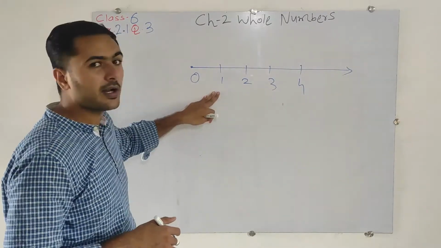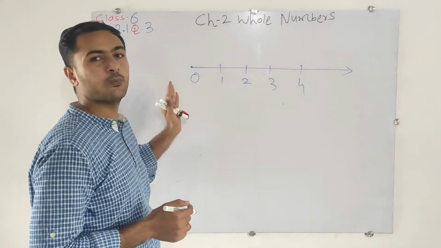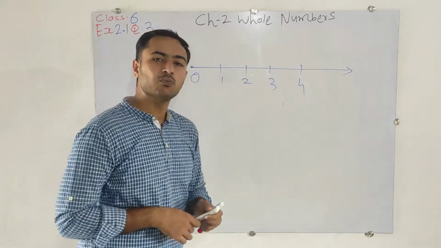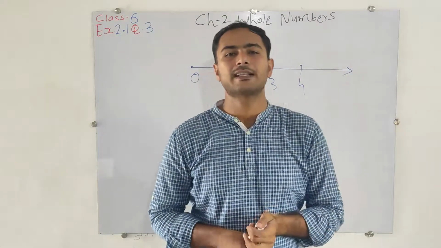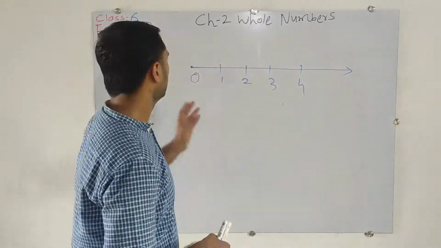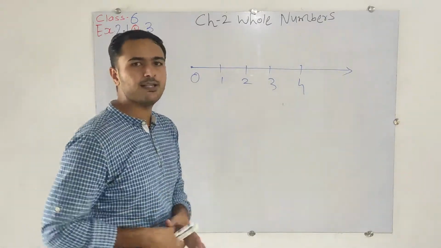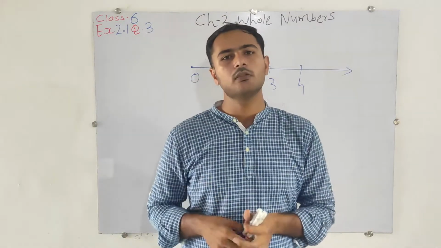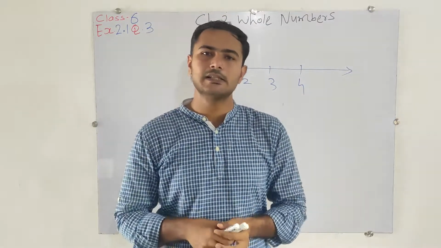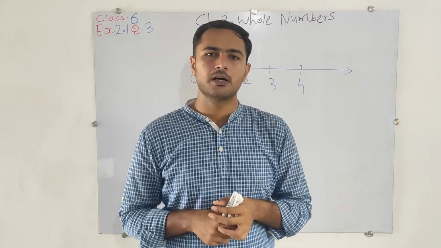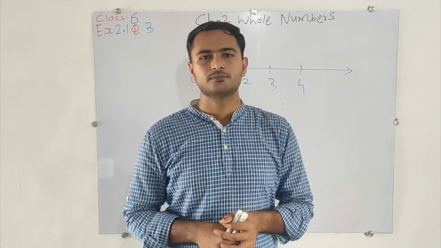0 is smaller than 1. But here no number is there which is smaller than 0. It means the smallest number in the whole numbers is 0. Okay, no need to write down this number line, but simply write down the answer 0. Just write down the statement: the smallest number in whole numbers is 0.